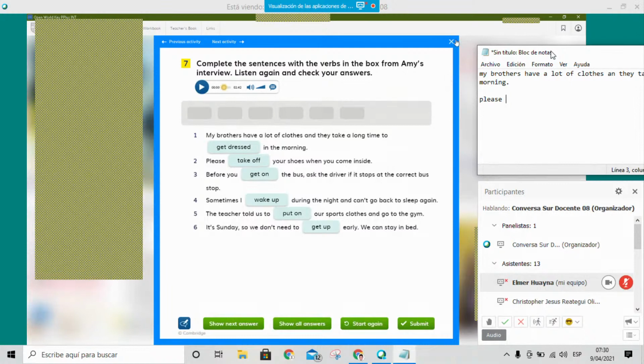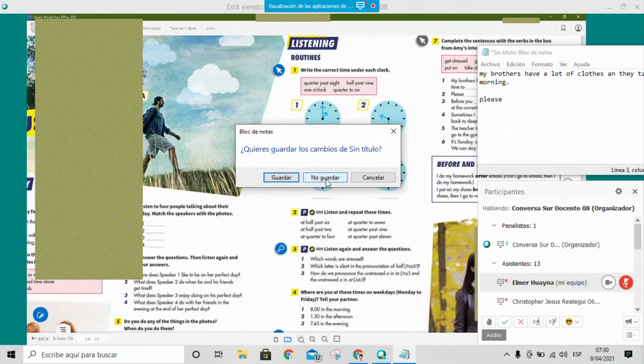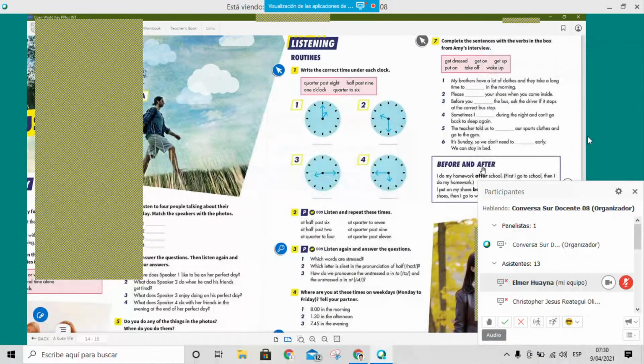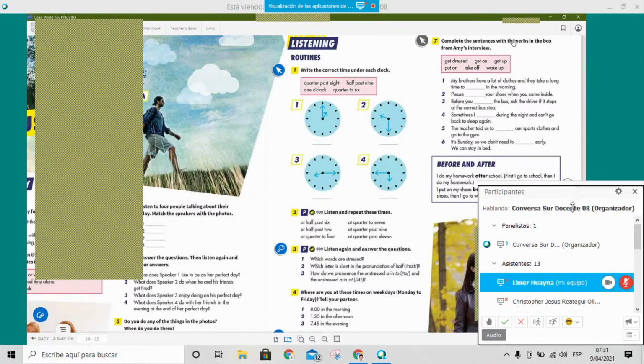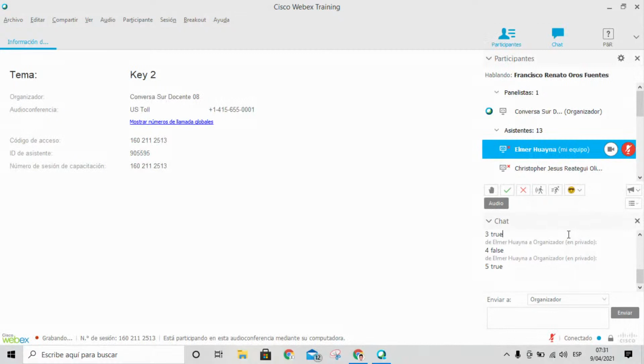Now, you have before and after. These two words connect actions. For example, I do my homework after school. So first I go to school and then I do my homework. I put on my shoes before I go to work. So first I put on my shoes and then go to work. What is that? That one action is previous to another action.